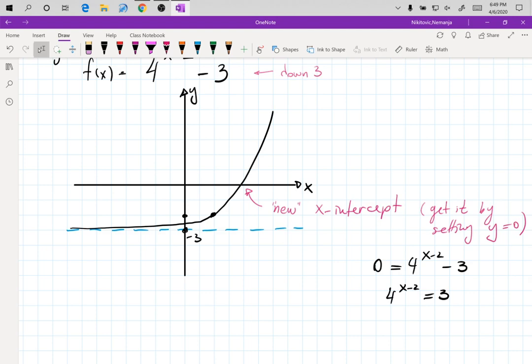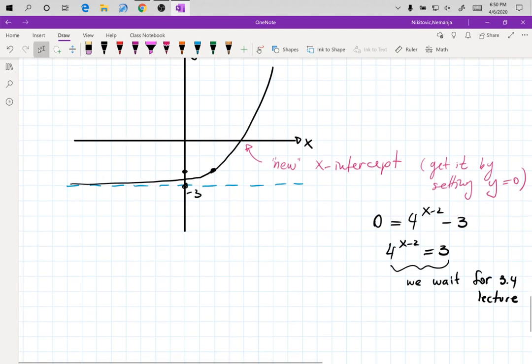So we need to learn the way to solve exponential equations, and that is in 3.4. So we wait for the 3.4 lecture to solve this and get our x-intercept. Sometimes it's easy, and we can do it without 3.4. This one we need 3.4.